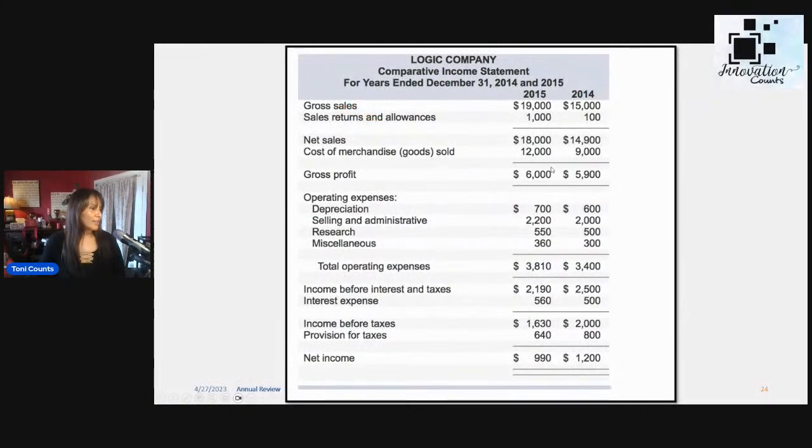All right. Now we've got Logic Company. This is their P&L for 2014 and 2015. So this is the great thing about having somebody doing these books for you, or, let's face it, business owners, they don't want to do their own bookkeeping. So having somebody to do the books for you, you're going to be able to have these type of reports where you can compare year over year.